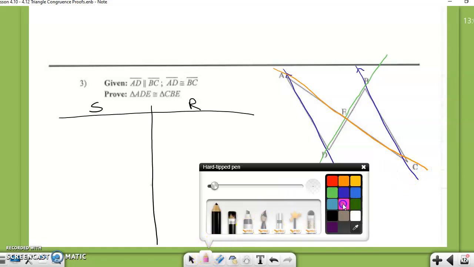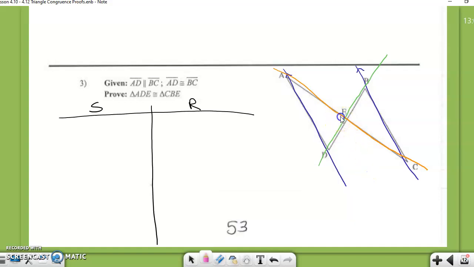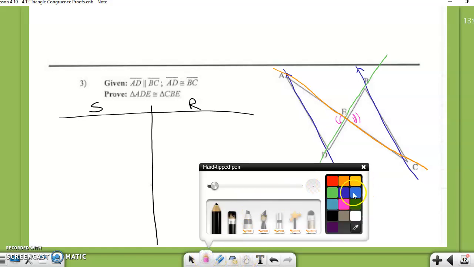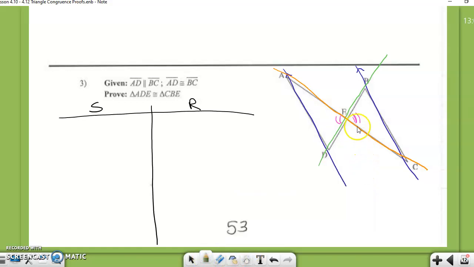Okay, so let's see what else can I mark on this diagram. I've got some vertical angles here. Okay. Vertical angles that are congruent. I also am going to have, let's see, alternate interior angles. That's all going to be congruent. I know that AD is also congruent to BC.